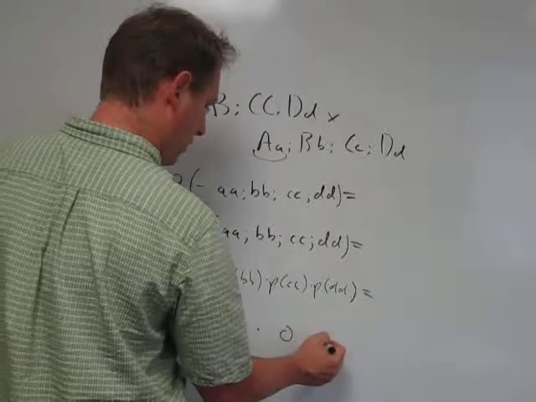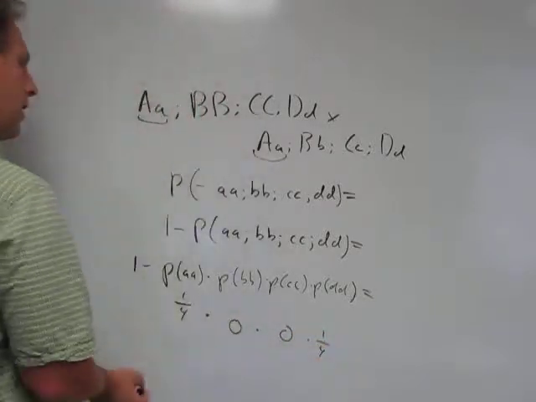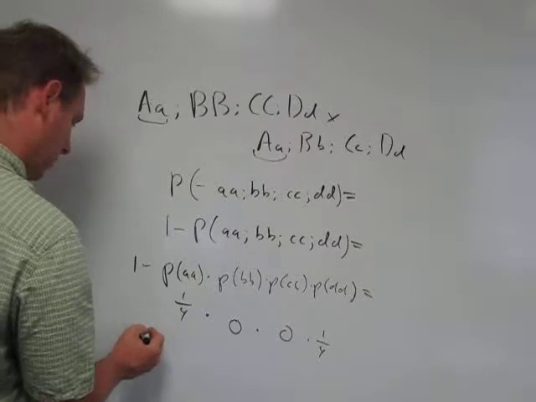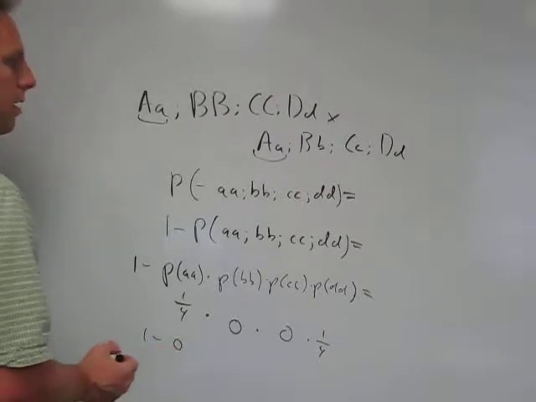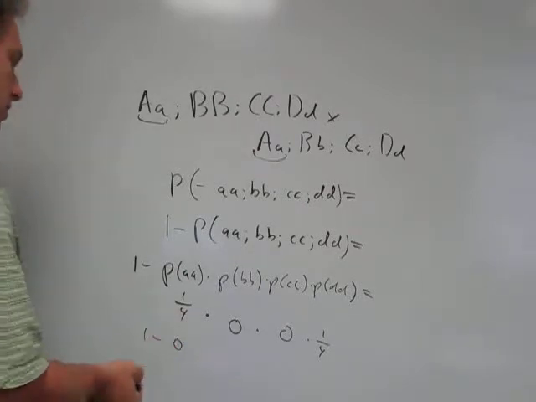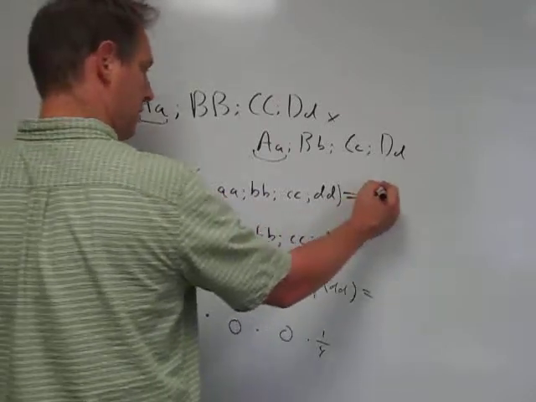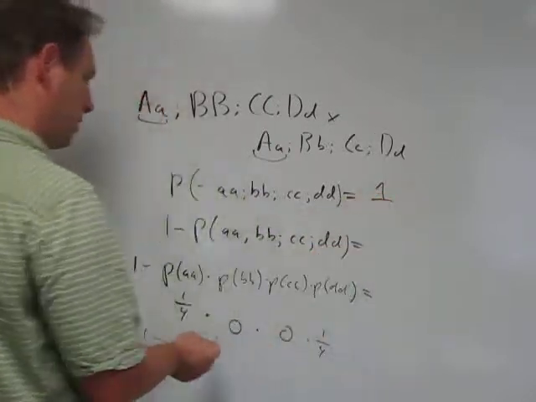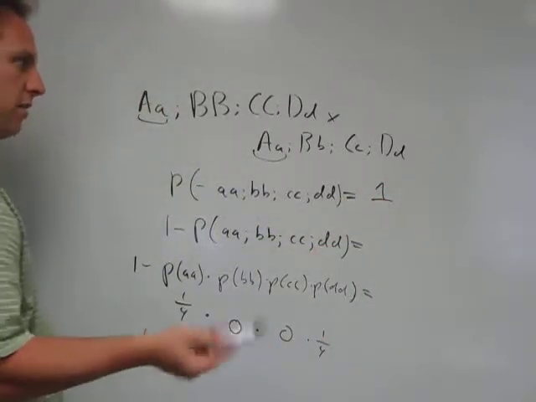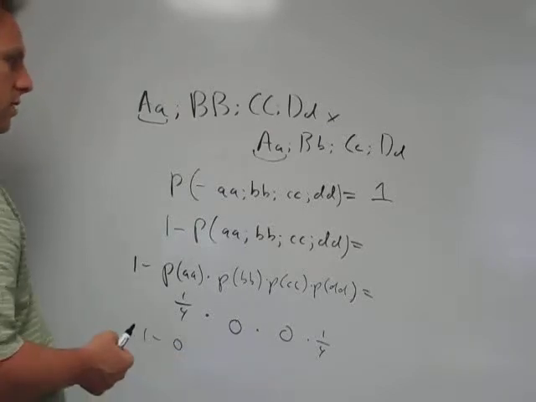Okay, so this, of course, then is 1 minus 0. Okay, but you can see that this probability of not being this is in fact equal to 1. But you can see how doing this type of thing can actually give you complex probabilities in this fashion.